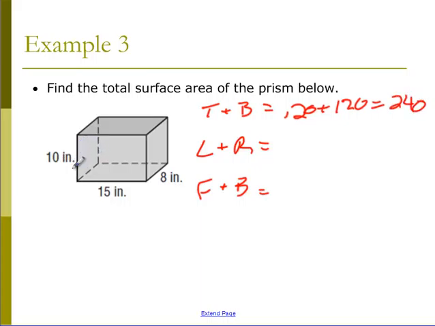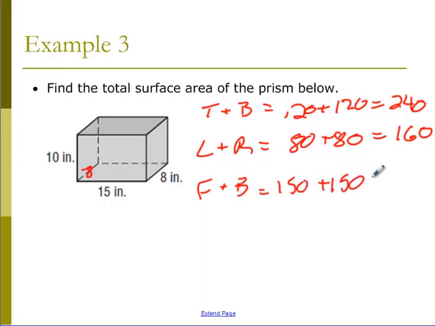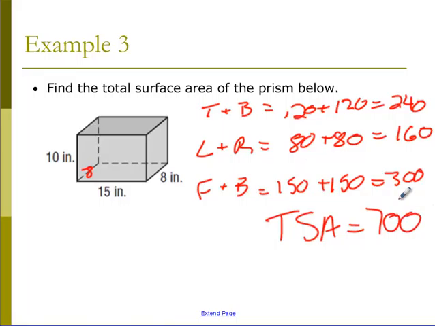The left and the right side, since that's 8 right there, this will be 8 as well. So the left side's 80, which means the right side's 80 as well. That's 160. And then the front and the back, the front has dimensions of 10 by 15, so that's 150. Now total surface area, take all 6 sides, add them up. 240 plus 160 plus 300. We get a total surface area of 700.